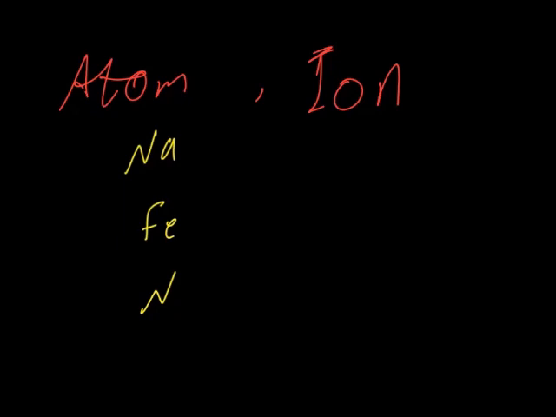But the ion, any element carries a charge, positive charge or a negative charge. For example, Na positive 1, or Fe positive 2, or N negative 3. We call this ion. Why? Because any element carries a charge, positive charge or a negative charge, we call it ion.